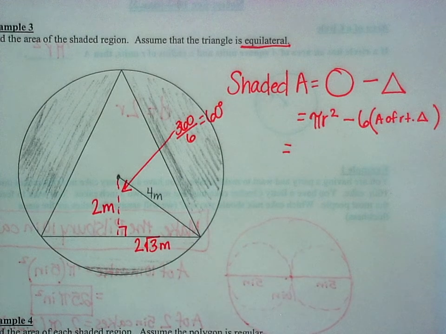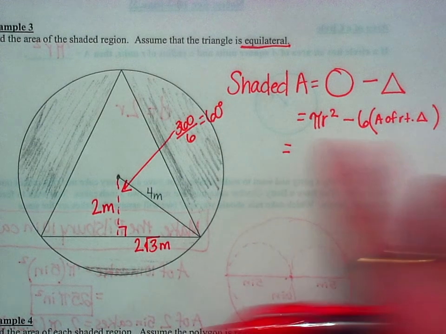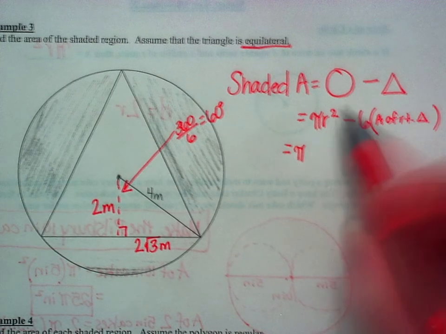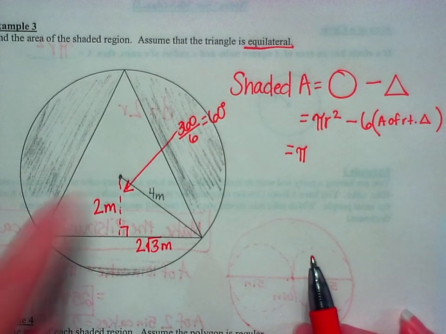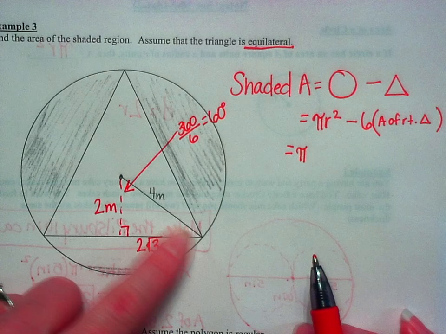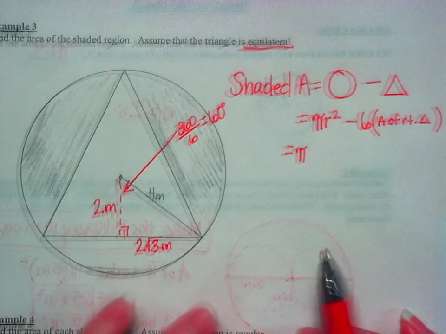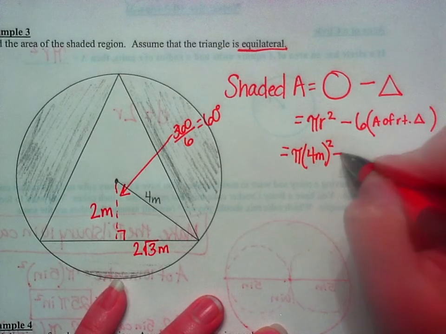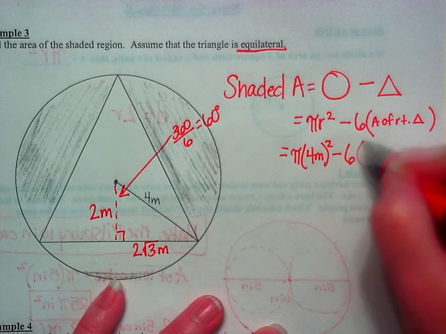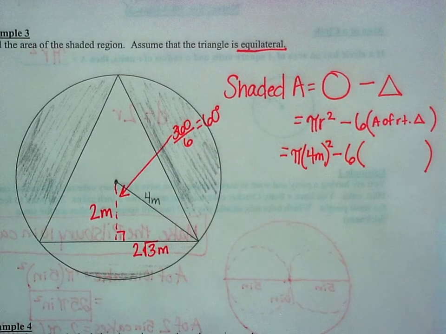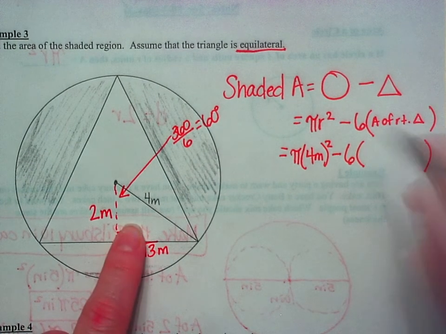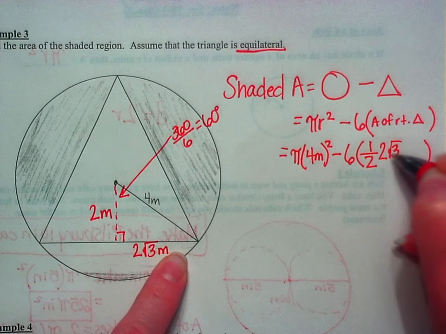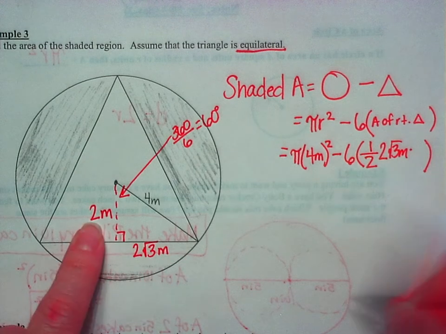Okay? I think we have all of the information we need to go ahead and fill in all of our variables here. So the radius of my circle, from the center out to the edge, that radius is 4. So we're going to put in 4 meters and we're going to square it, minus 6 times the area of the right triangle. And the area of this right triangle is 1/2 the base times the height.